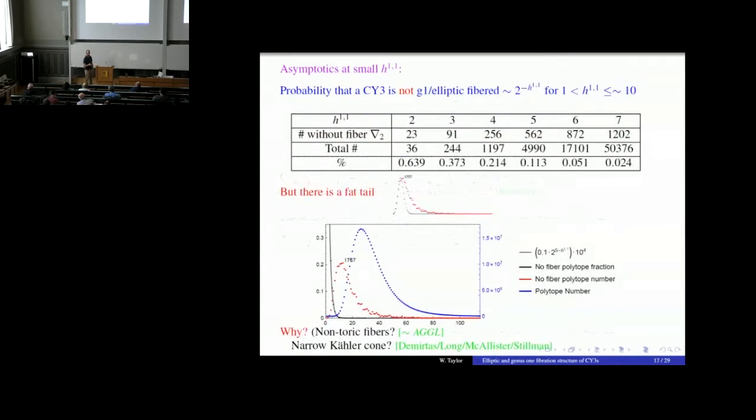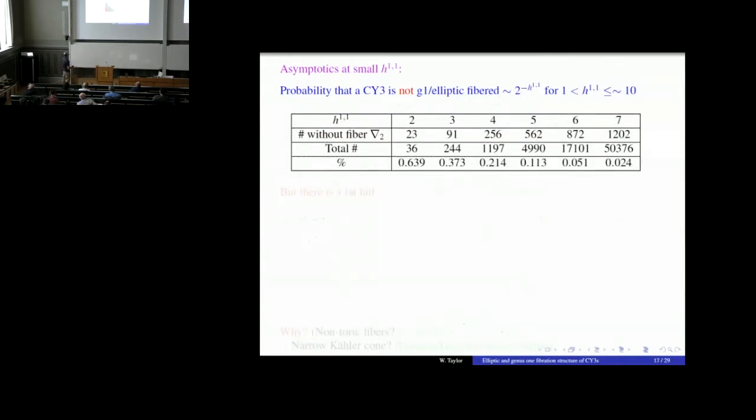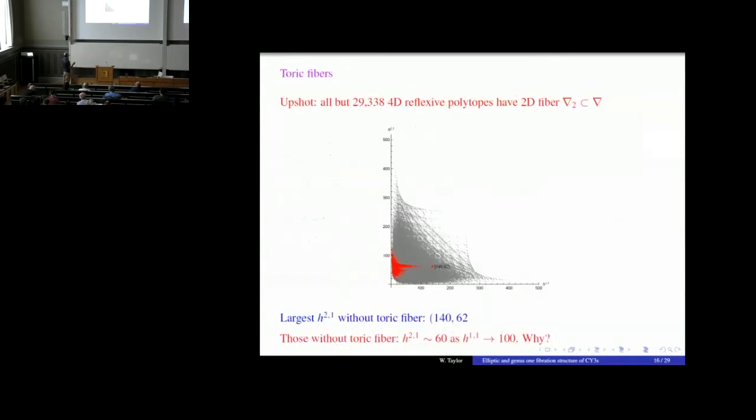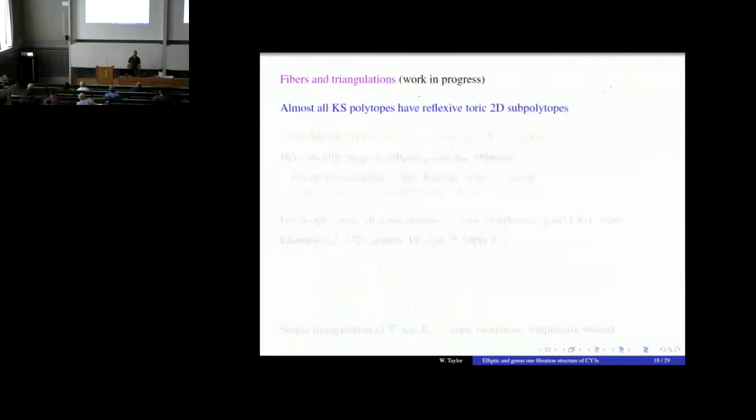Okay, so where are we now? We've got a nice picture of the 400 million reflexive 4D polytopes, of which 30,000 lack fibers, and the rest have nice 2D reflexive fibers. Does that mean that they are elliptically fibered? So there's a little subtlety there.